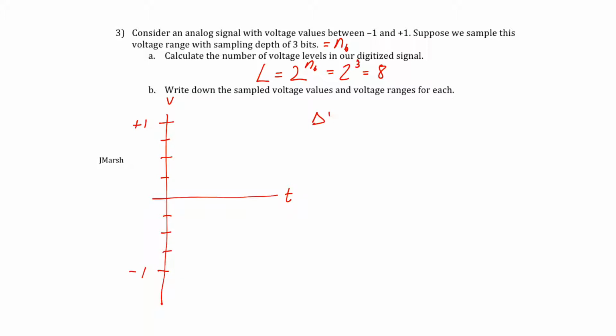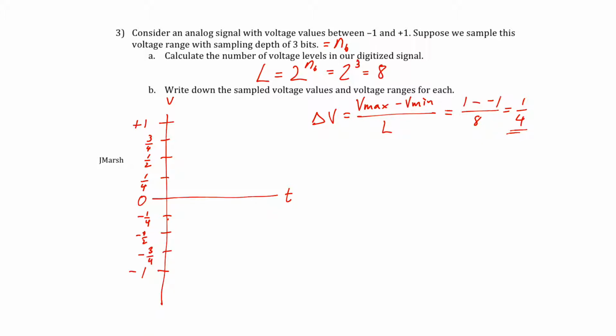If you want, I can use a formula. Delta V is V max minus V min all over L, which is 1 minus -1 over 8, which is 2/8 or 1/4. Okay, and so this is going to be 0, 1/4, 2/4 or 1/2, 3/4, minus 1/4. So this 1/4 value is the step. Minus 1/2, minus 3/4.